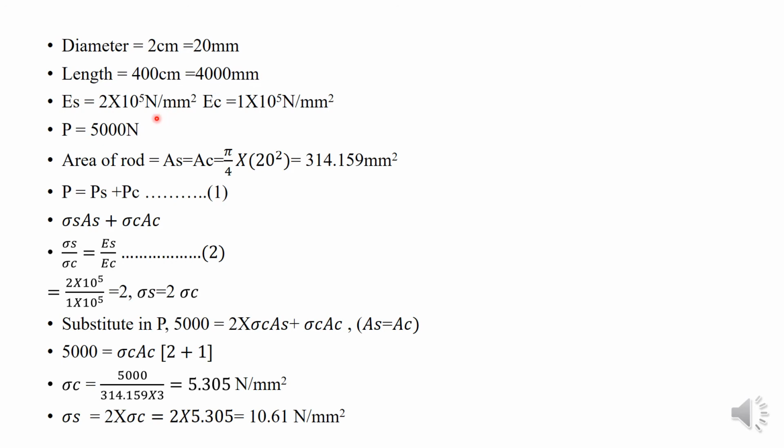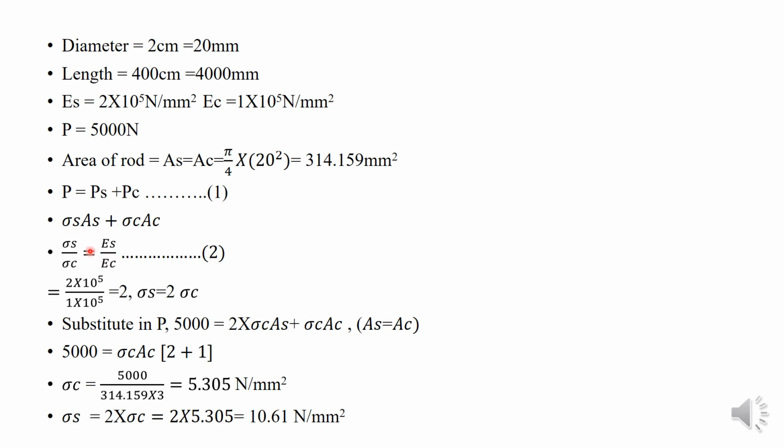And Young's modulus for steel is 2 into 10 raised to 5 Newton per mm square, and for copper it is 1 into 10 raised to 5 Newton per mm square. So the area of the rod is equal to pi by 4 d square, which is obtained as 314.159 mm square. Now P is equal to PS plus PC, that is equation number 1, that is sigma S into AS plus sigma C into AC.